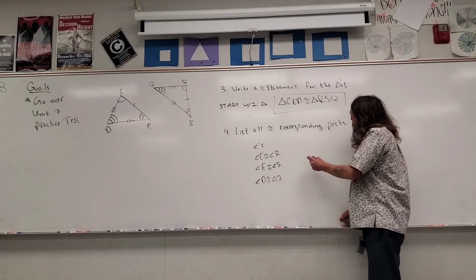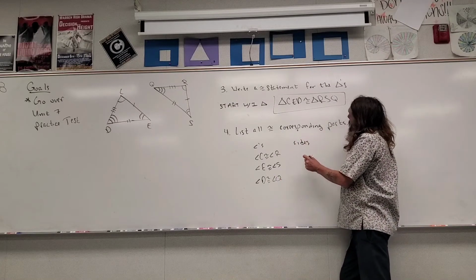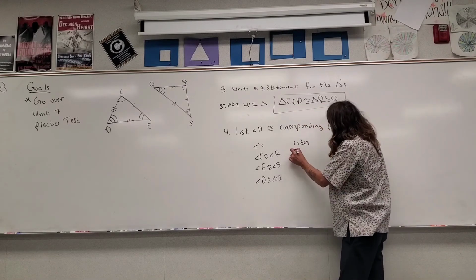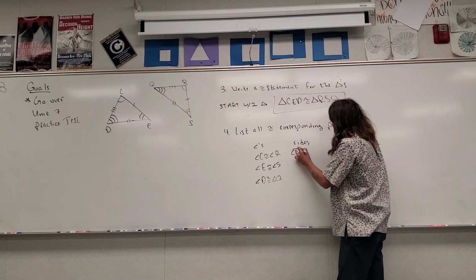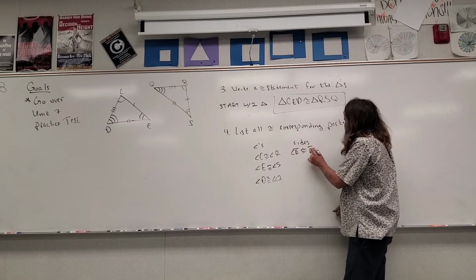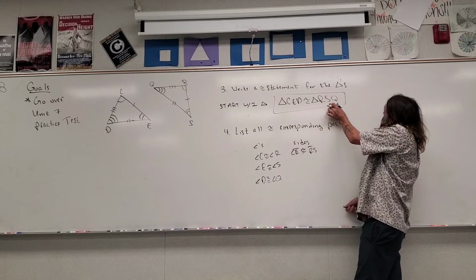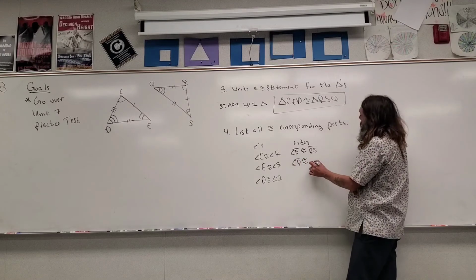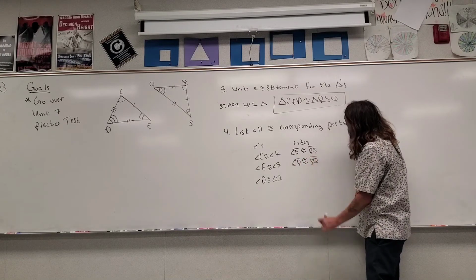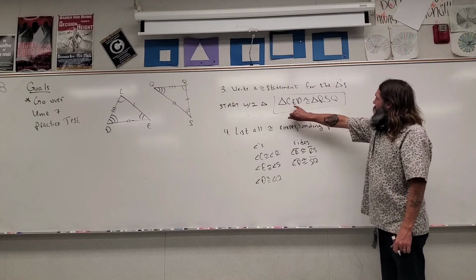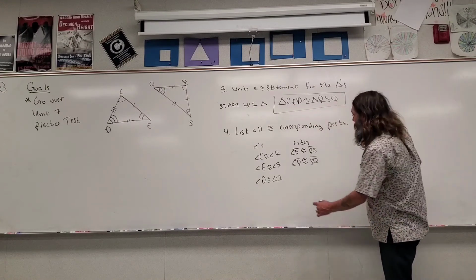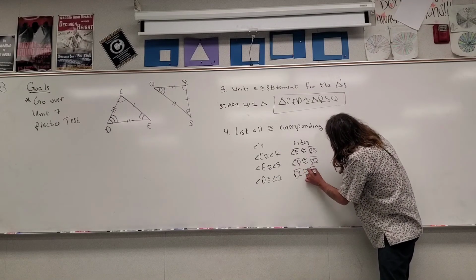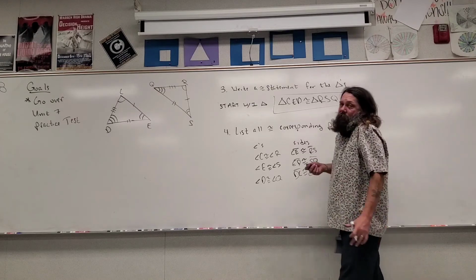All right, let's talk about the sides. Side CE is congruent, corresponding to side RS. Side ED is congruent and corresponding to side SQ. And finally, side DC is congruent and corresponding to side QR. That's what I'm looking for in problem 4.